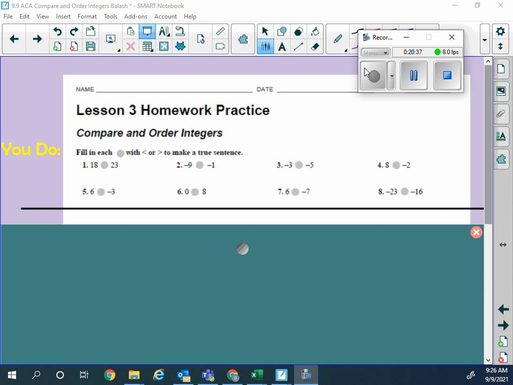The way we're going to check this is we're going to read it like a good 6th grader should. 18 is less than 23. Negative 9 is less than negative 1. Negative 3 is greater than. 8 is greater than. 6 is greater than. 0 is less than. 6 is greater than. And negative 23 is less than. How do we do? Does anybody have a question? Now, please, is the time to ask.